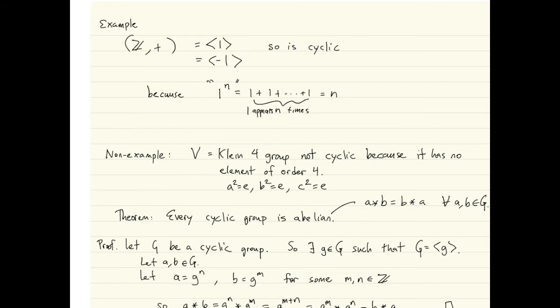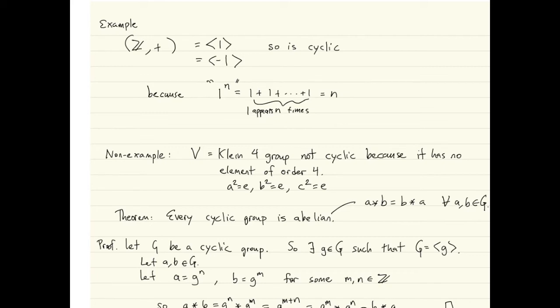Okay, so a non-example, which we haven't talked about yet, and I'll talk about in the next video, is the Klein 4 group. It's not cyclic because it has no element of order 4. It's a group of order 4, of size 4, with no element of order 4. I'll explain this later. I have not introduced the terminology just yet. Okay, a theorem is that every cyclic group is abelian. An abelian group is one that's commutative. In other words, a times b equals b times a for all a and b in G, the group.